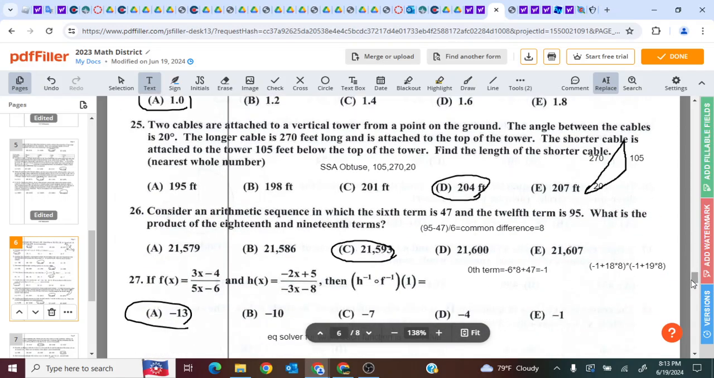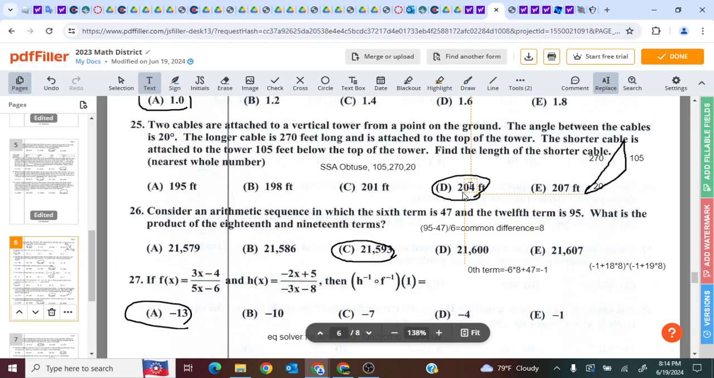25. Two cables are attached to the vertical point from the ground. The angle between the cables is 20 degrees. The longer cable is 270 feet long, and the shorter cable is attached 105 feet below the height of the tower. Find the length of the shorter cable. So in this case, you can use our SSA obtuse program, assuming it works for you. You put in the angle, you put in these two sides. Since the angle opposite of B, or the second angle you enter, is 270, you use obtuse, and you get a value of 204.